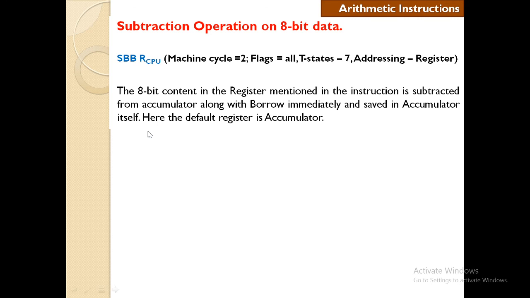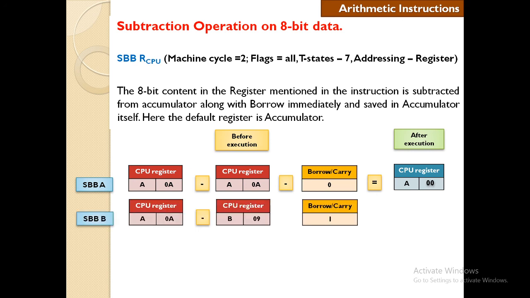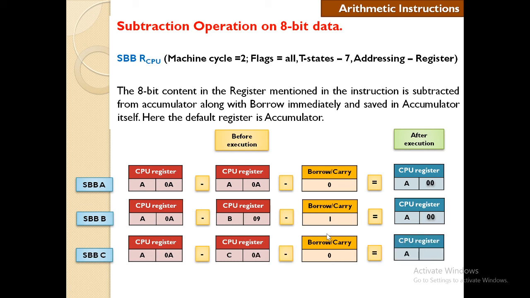Okay, now let's move on to SBB. Here the content of the register mentioned in the instruction is subtracted from the accumulator along with the borrow and saved in the accumulator itself. Here the default register again is the accumulator. If we consider an example, you can see the content of the accumulator is getting subtracted by the content of the accumulator and the borrow itself. So we get the result in the accumulator after execution. Again there is another expression given here as SBB, where the content of register B is subtracted from register A along with the borrow. So we get the results in a similar fashion.